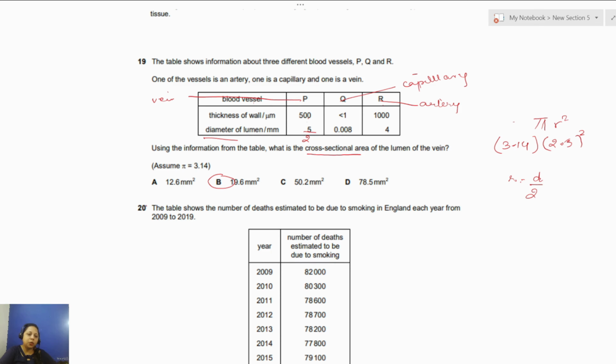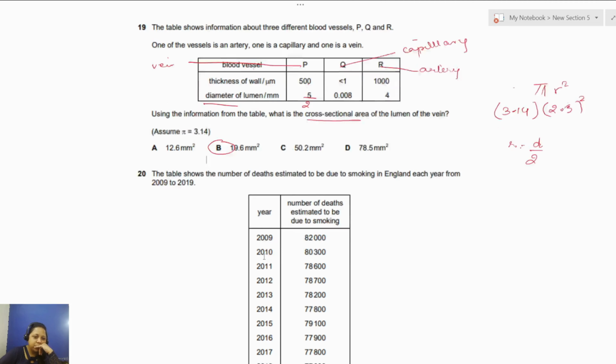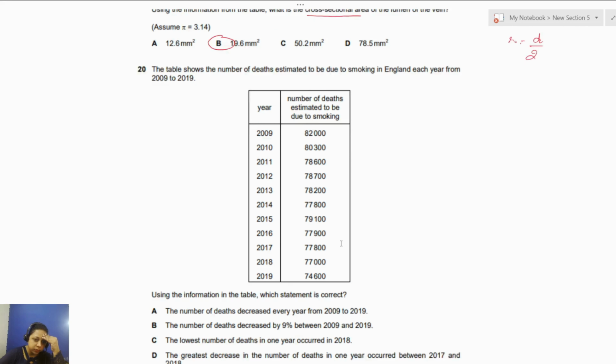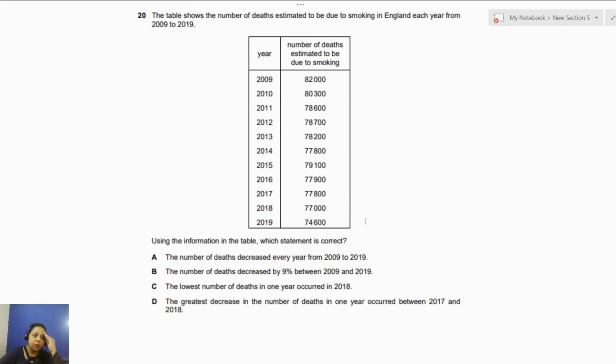Okay, now you got how to do such questions which need calculations. We will practice it, don't worry. Now we have the number of deaths due to smoking in different years. They're almost the same in all years. What is the correct statement about this? The number of deaths decreases every year from 2009 to 2019. Are they decreasing? No. Look at 2015, it's increasing, right? Number 2, the number of deaths decreases by 9% between 2009 and 2019. Is there a decrease in this one?